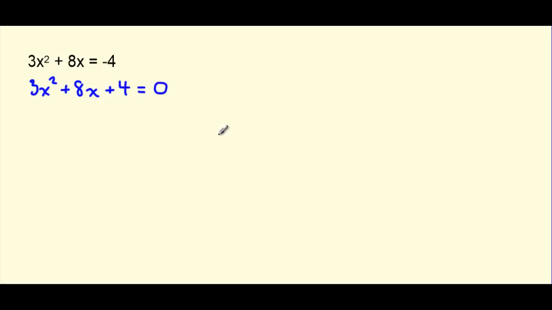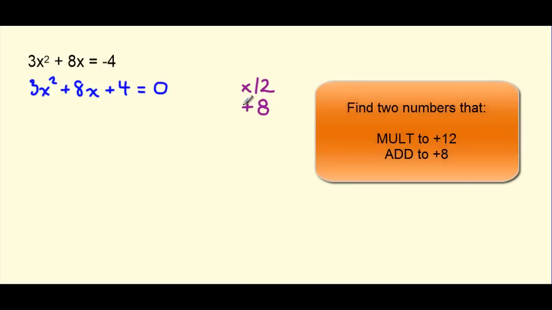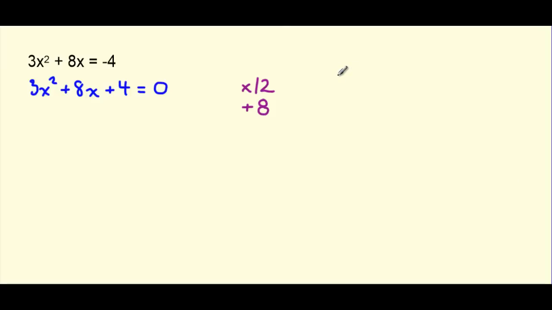The steps to decomposition are similar to those in the simple trinomial method of sum product, but now instead we need two numbers that multiply to whatever the first and last numbers are multiplied together. So 3 times 4 is 12, so we need to find two numbers that multiply to 12 and then add to this middle term. So we want to add to positive 8. So two numbers that multiply to 12 and add to positive 8. Can you think of those two numbers? Well, those numbers are 6 and 2.